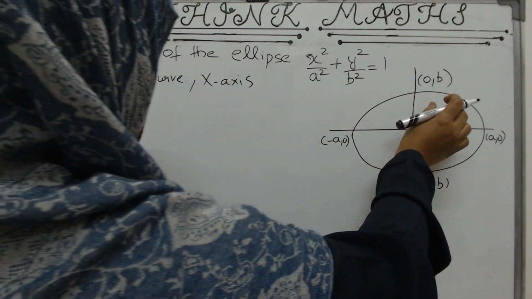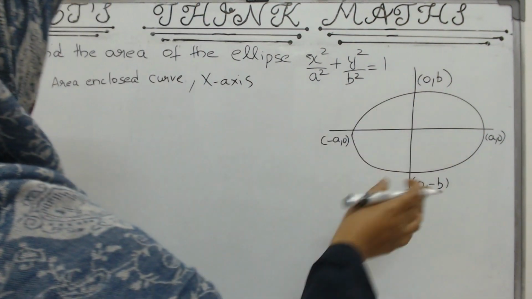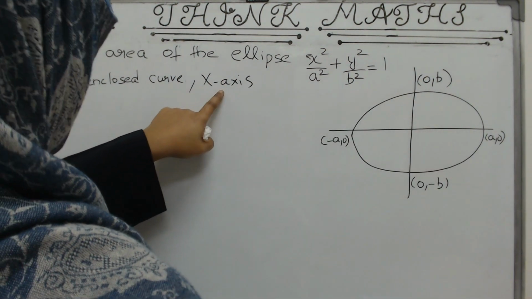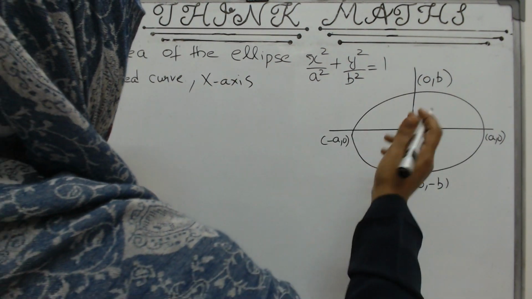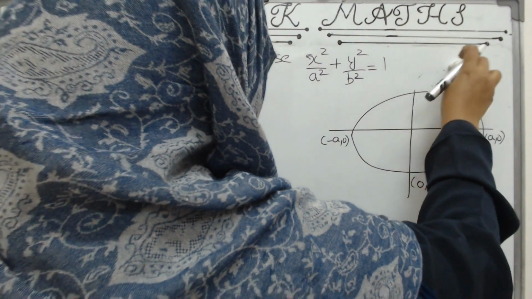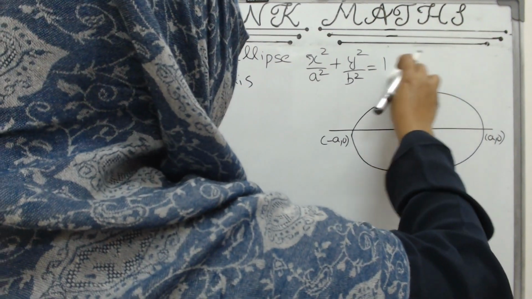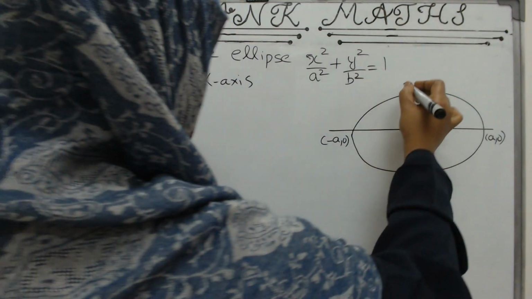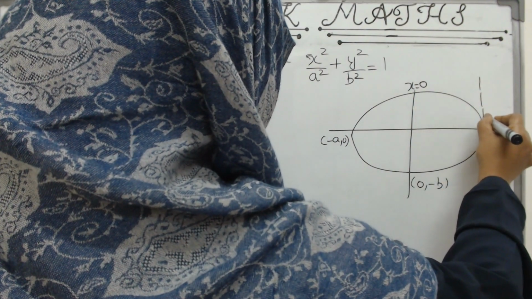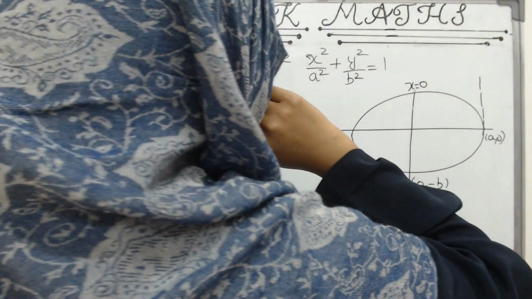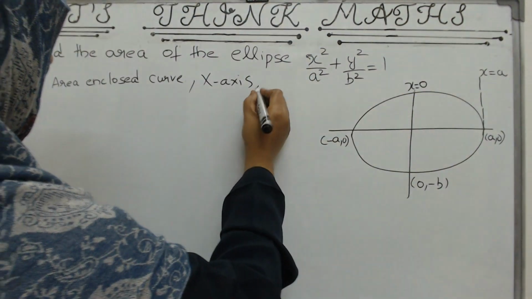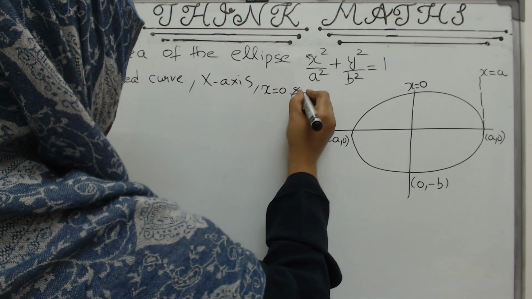So what if we concentrate on just this area? Do we have all the things we need? We need a curve, we have it. We need the x-axis, we have it. And we need 2 ordinates. Why don't we take this one, the y-axis? What is the equation of the y-axis? It is x is equal to 0. And what about this line? What is its equation? Its equation is x is equal to a. So there you have your 2 ordinates.